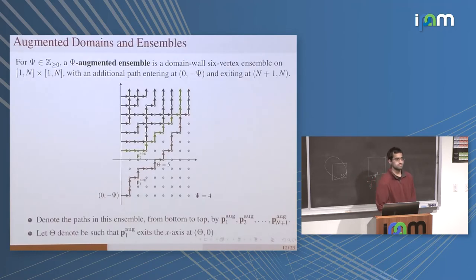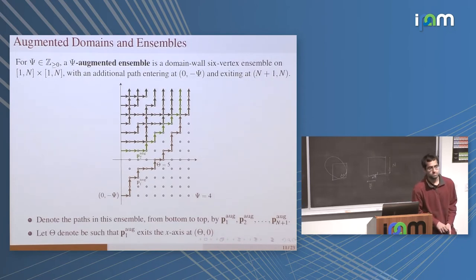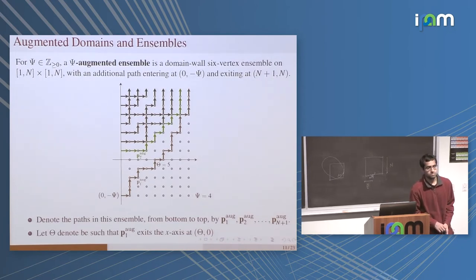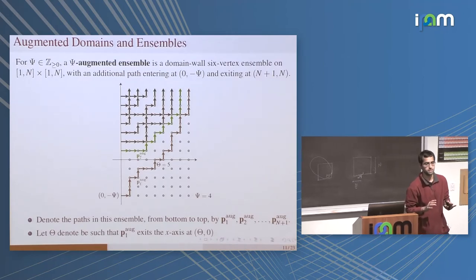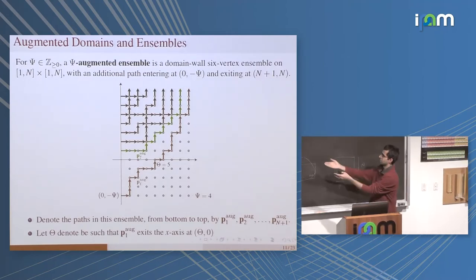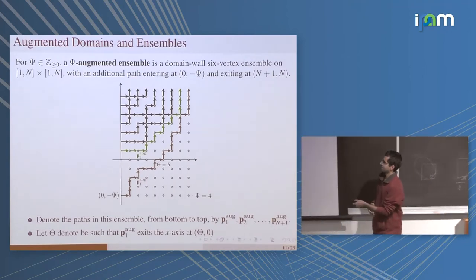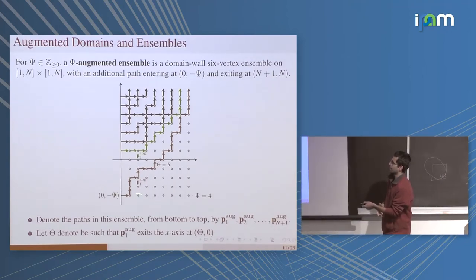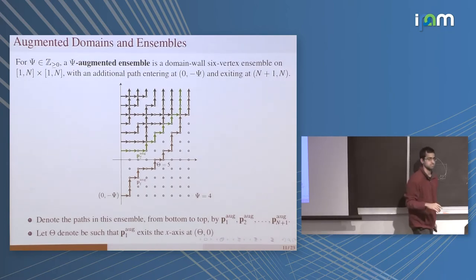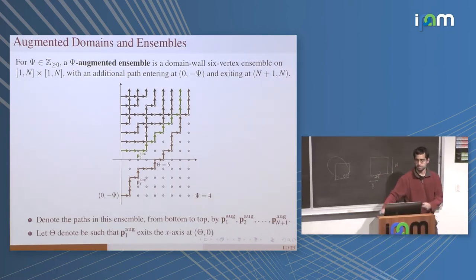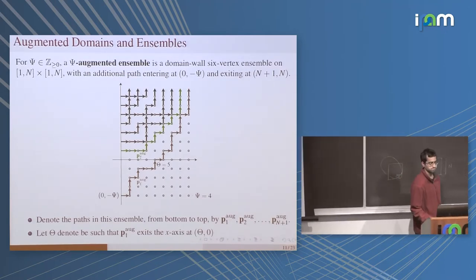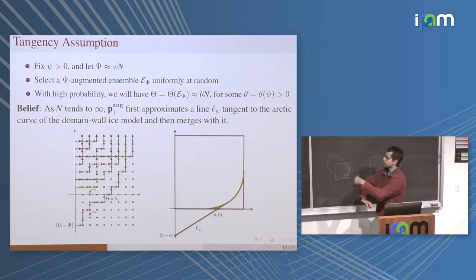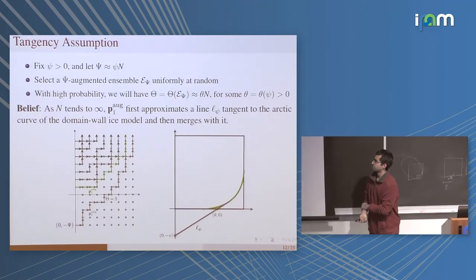When you add it, what's the condition? Is it conditioned with respect to the other paths or something? This is just a definition of what I mean by ensemble. I'm going to eventually take a random one, but I'm not conditioning on anything yet. I'm just defining this augmented ensemble to be a domain-wall six-vertex ensemble with one new path added at this location. So this is purely definitional at the moment. And then I'm defining theta to be the location where this path exits the x-axis. Okay. So now this is one of the features that makes this tangent method work.